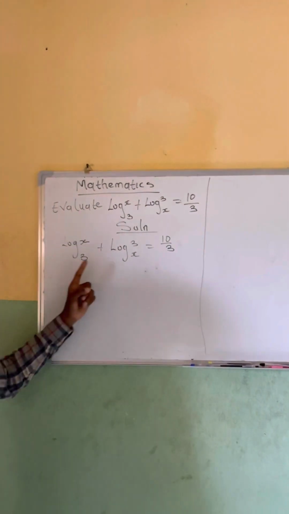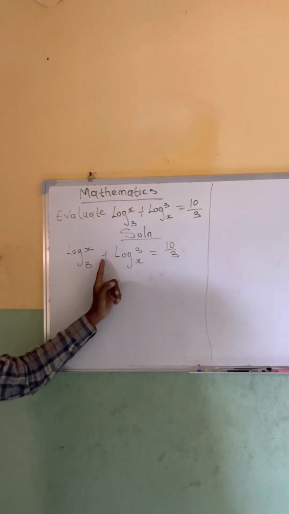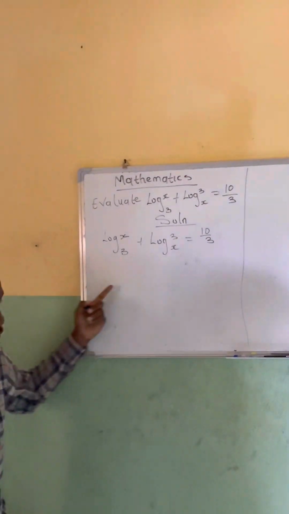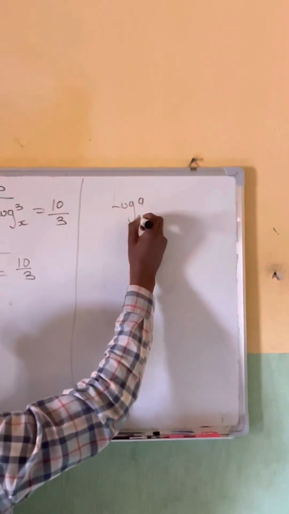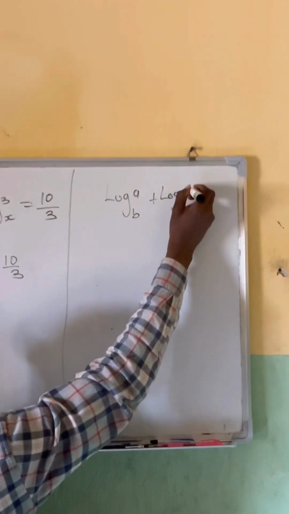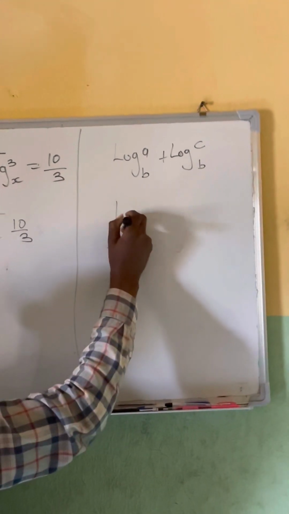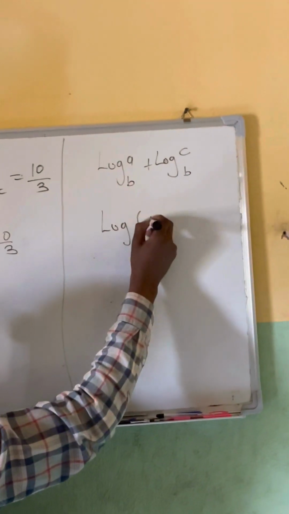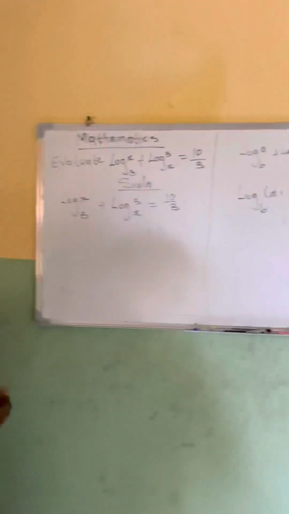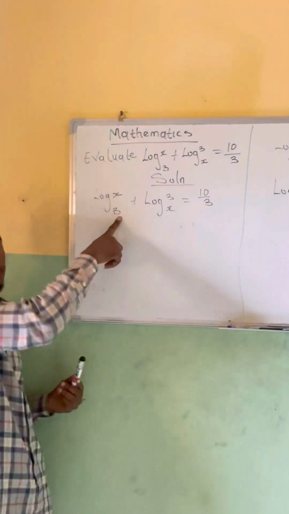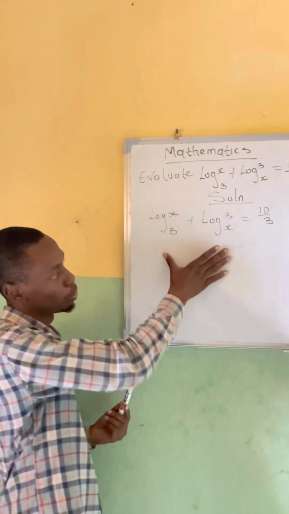Now, looking at this, these two things are not of the same base, and we cannot apply our addition of logarithm. In our addition of logarithm, we have that log a base b plus log c base b. Because they are of the same base, you can pick one of the logs and then multiply the powers. That is our addition of logarithm. But we cannot do that here because this is base 3 and this is base x.